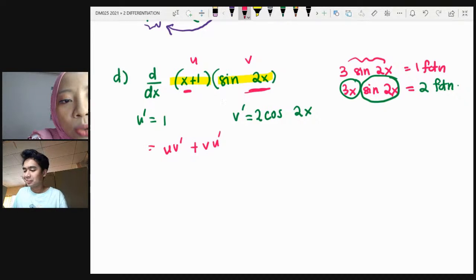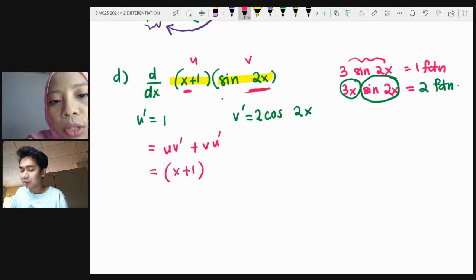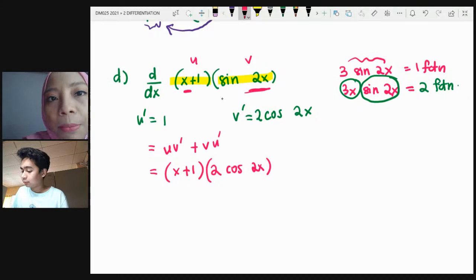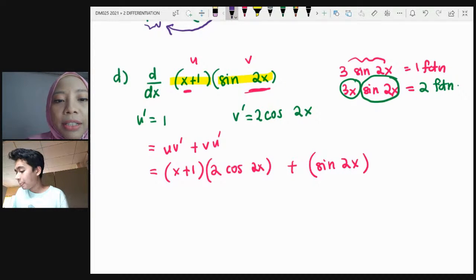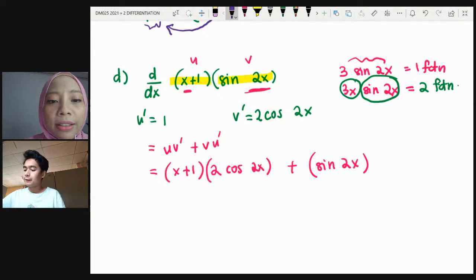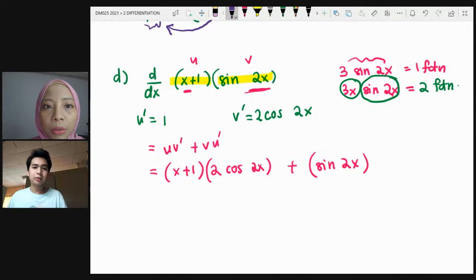Okay, u is x plus 1. v prime is 2 cos 2x. Plus, our v is sine 2x. And lastly, our u prime is 1. Okay? So yeah. Are we going to leave our answer as this? Okay. I think we can do nothing about it. So x plus 1, that's it.